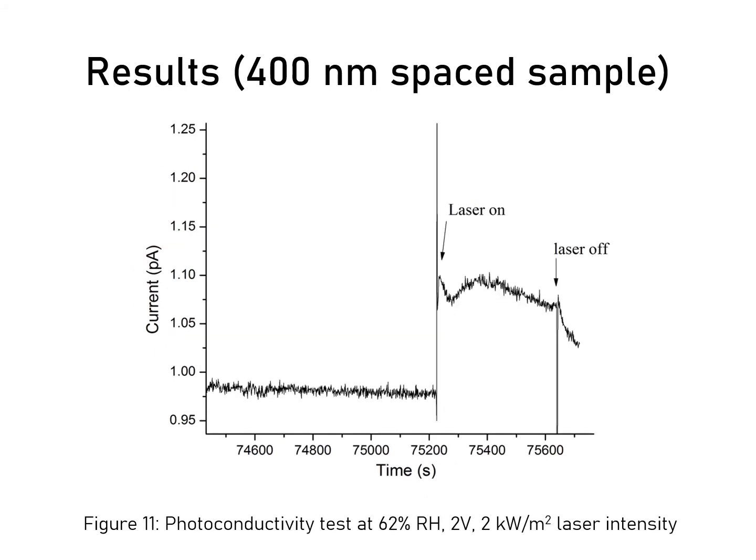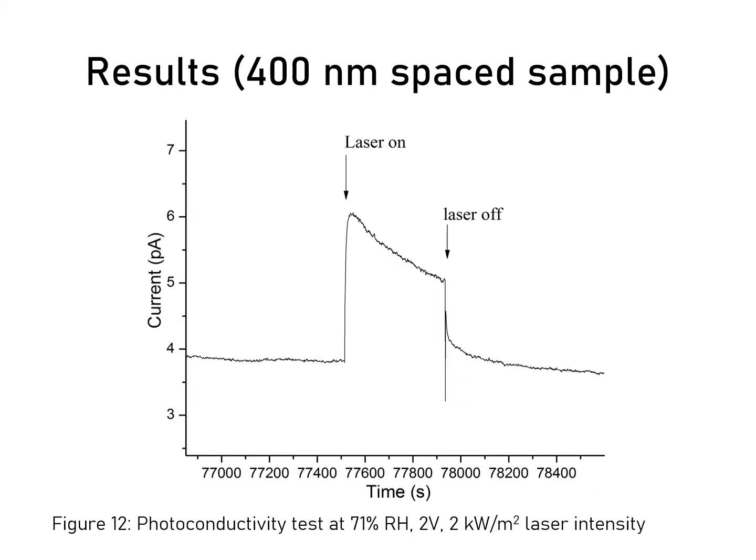There was a much more noticeable change in conductivity once we got up to 62% relative humidity, again with 2 volts applied across and illumination from a 2 kilowatt per meter squared laser. There was a significant increase in the conductivity when the laser was turned on. This was yet more pronounced when the humidity was increased to 71% and the same laser illumination was applied.